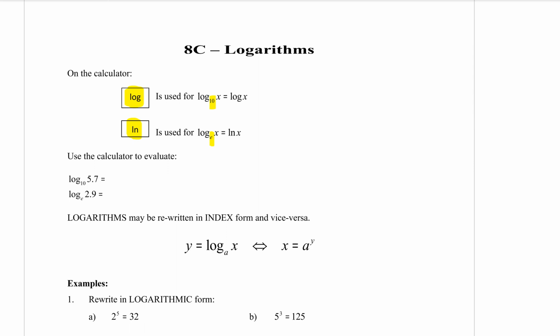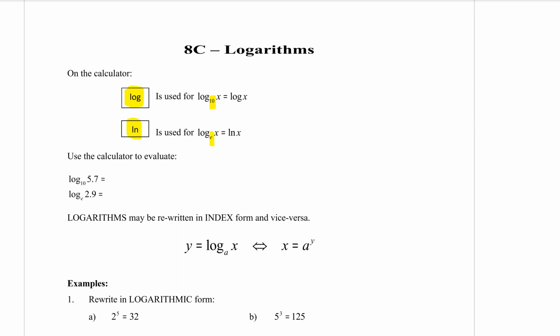It's a very special number because the graph of y equals e to the x, the derivative of that graph is also e to the x. So the derivative or the gradient is the exact same as the original function. So that's why this is a very useful letter e to use, and that's why we want to be able to use the natural log button as well.